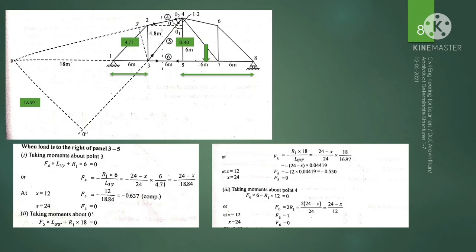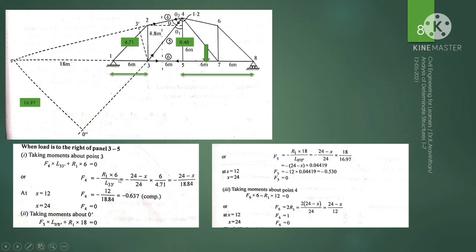If you are taking moment at point 3, you have to look into this side, load into perpendicular distance. F4, this will be clockwise, hence it is plus. So load F4 into perpendicular distance is 3 dash. We know that this is 4.71, and you have R1 into distance, that is 6. R1 into 6, both are clockwise, and you can simplify F4 and find the F4.